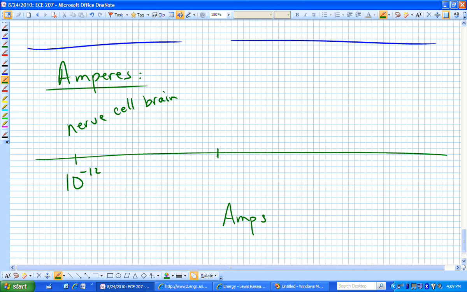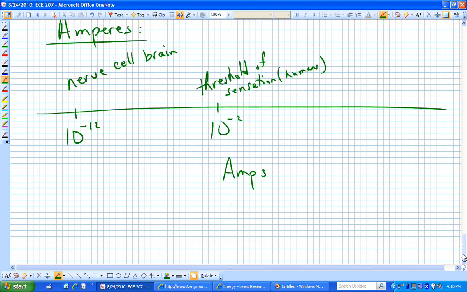Has anyone been shocked before? Not real pleasant, is it? 10 to the minus 2. That's the threshold of sensation. Maybe I should quantify that as humans. So if you grabbed something, you could feel the tingle at 10 to the minus 2, which is what? That's 10 milliamps. That's when you can start to feel it.